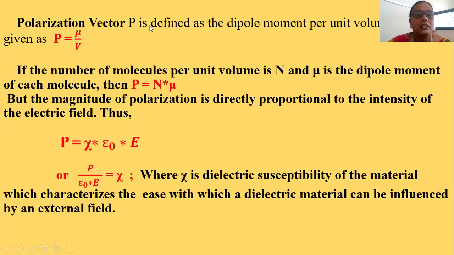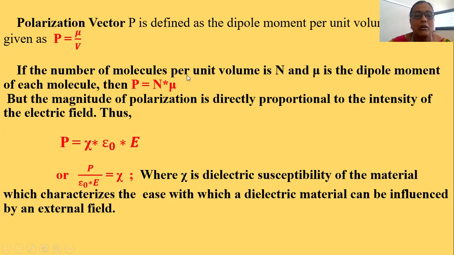Next, the polarization vector. The symbol is P. It is defined as the dipole moment per unit volume, and it is given by P is equal to mu by V, because dipole moment is mu and V is the volume. This is a very important formula. P is equal to mu by V is known as the polarization vector. So here we are getting three important dielectric vectors. Number one is the electric field intensity E, the second is the displacement vector D, and the polarization vector P. These three are the dielectric vectors.